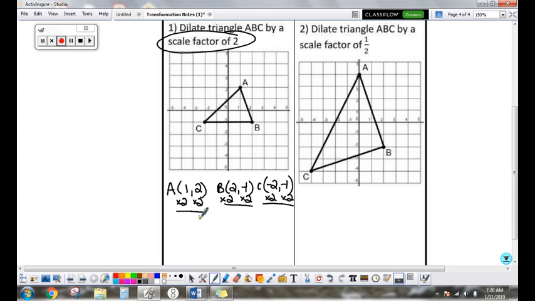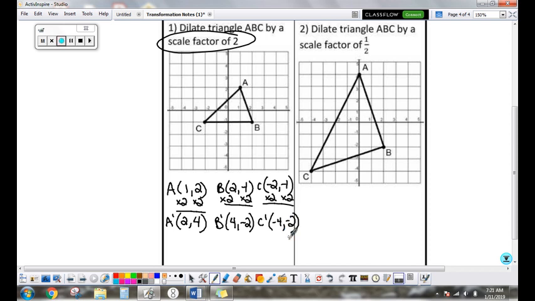So let's multiply. 1 times 2 is 2. So A prime is going to be 2, and 2 times 2 is 4. So A prime is at 2, 4. I just multiplied x and y by 2. B prime, 2 times 2 is 4. -1 times 2 is -2. And then C prime, -2 times 2 is -4. And -1 times 2 is -2.